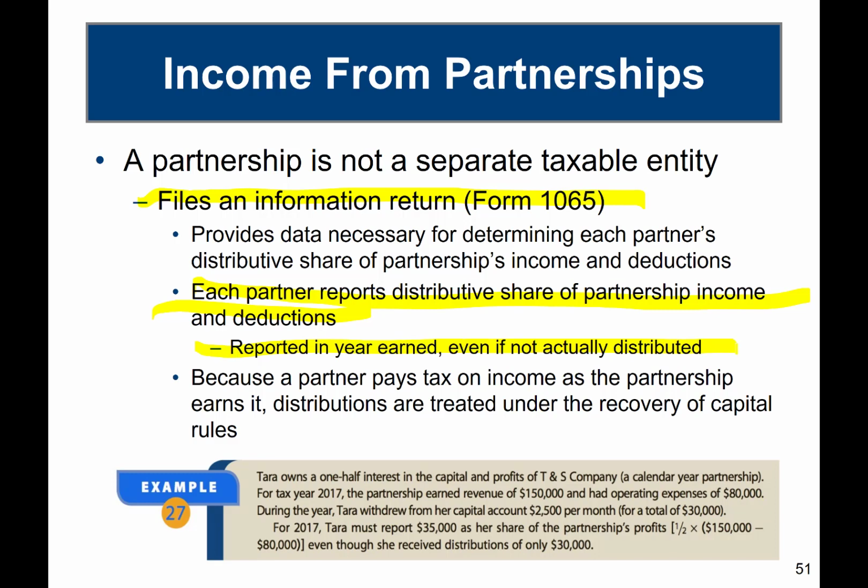And it is going to be reported in the year that it is earned by the partnership, whether or not it is actually distributed. So that's a little bit different than what we've been saying for cash basis taxpayers. Usually it's in the year that they receive it. Doesn't matter. It does not have to be distributed in order to be considered income.